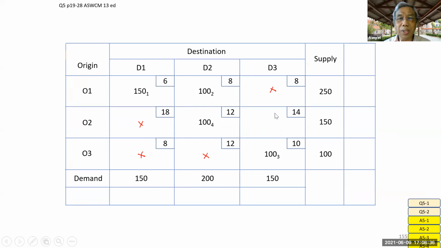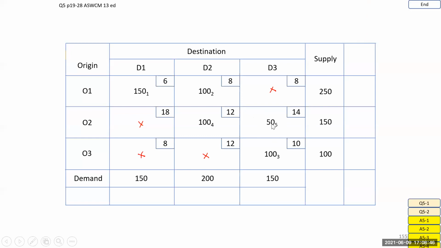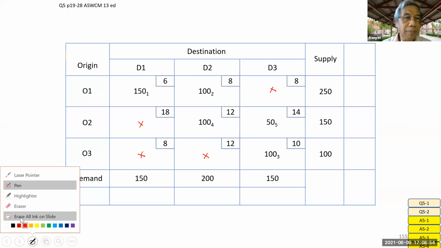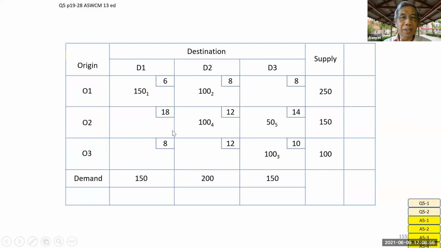Now we are left with one cell. How many units are we going to transport here? 50. Okay, so this is our initial solution. I clear this one; we are going to use this space. So this is our initial solution. If you are required to calculate, then you have to calculate the cost and then the route, if you are asked to state. So I think for us, we don't have to spend time on that.